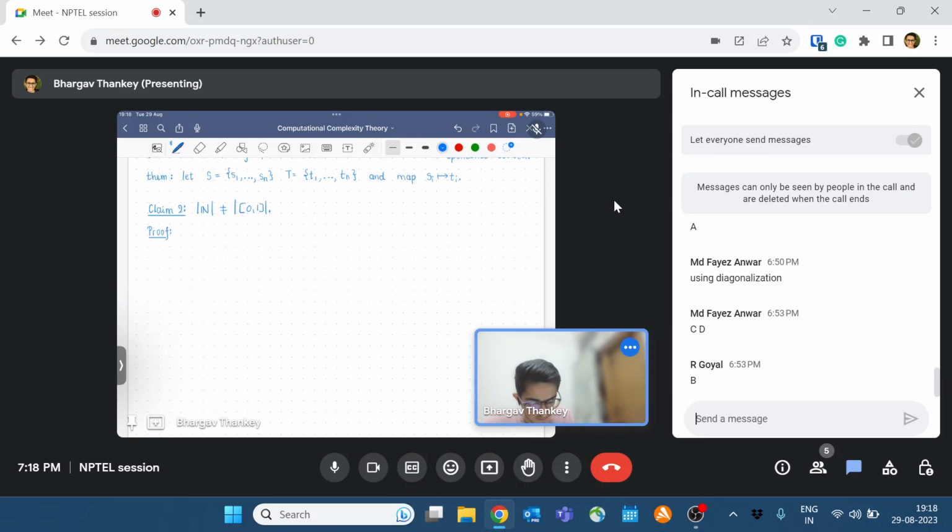And we'll prove this by contradiction. So suppose the cardinality of N were exactly equal to the cardinality of 0, 1. Then there must exist a one-to-one onto function f.